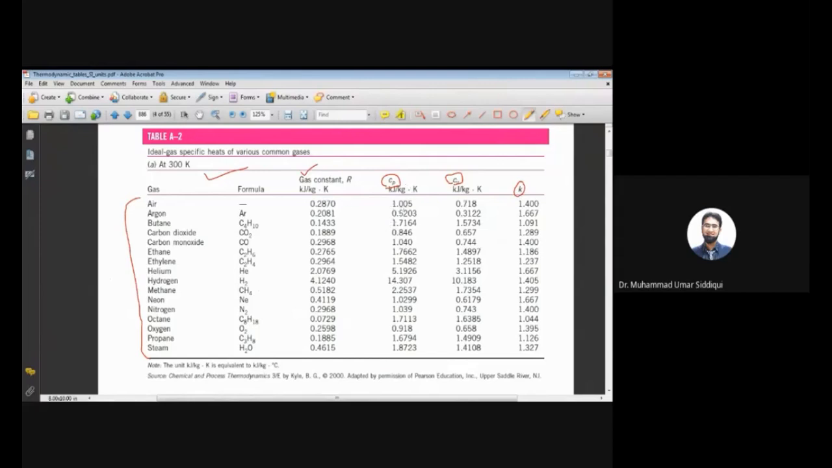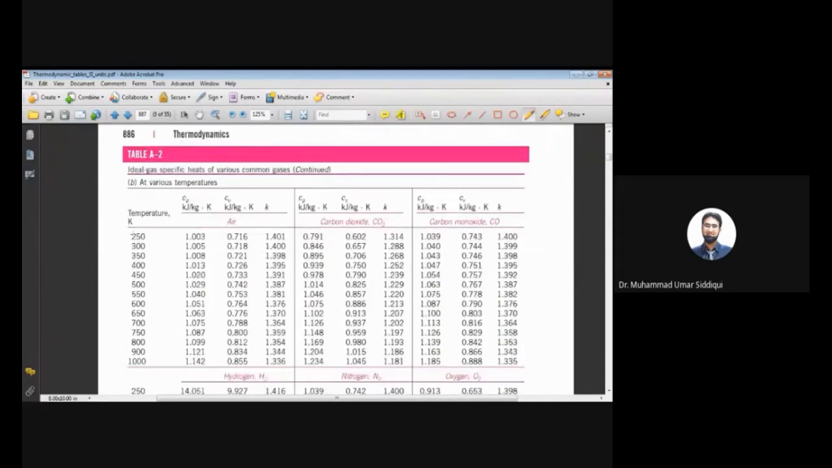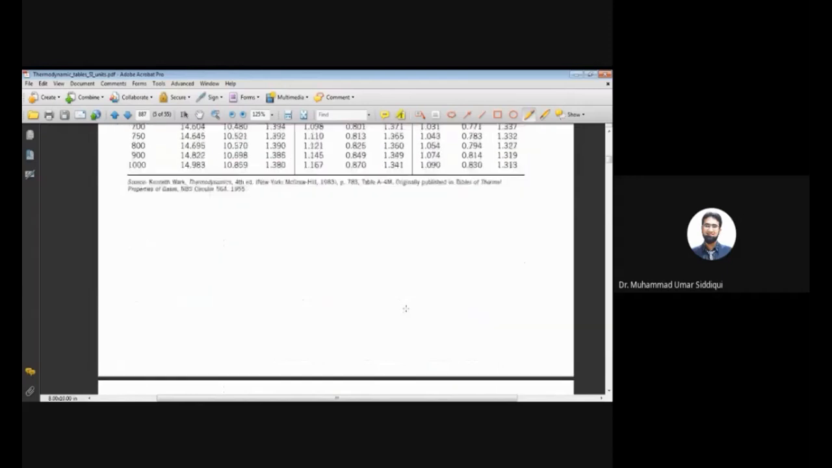Anyways, these values are provided for these gases at a specific temperature. What temperature is it? 300 Kelvin. Now suppose the temperature is not 300 Kelvin, then for some specific gases, if the temperature is varying, the Cp and Cv and K value might also vary. So for example, for air, if the temperature is varying from 250 to 1000 Kelvin, then the Cp, Cv, and K values are provided at different temperatures. Similarly for carbon dioxide, carbon monoxide, hydrogen, nitrogen, oxygen.